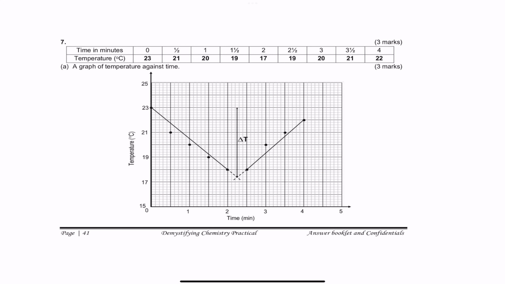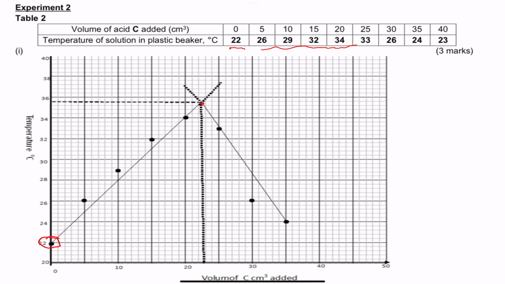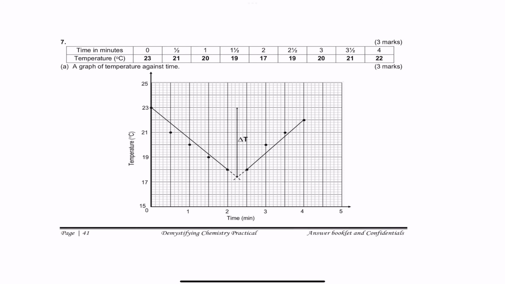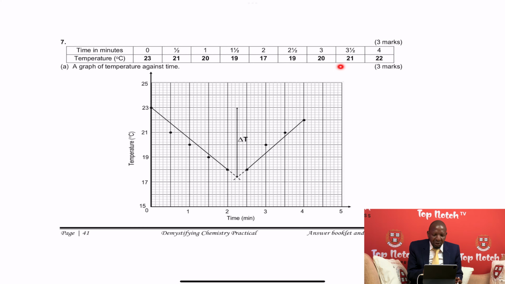Let's look at another example. The previous example was for exothermic. This one is for endothermic. As you can see, the temperature has dropped from 23 all the way to 17, then starts rising from 19 all the way to 22. Of course, again, I said, if you get a table like that, there are only two options. The temperature drops to the minimum and rises again, or rises to the maximum, then drops again.